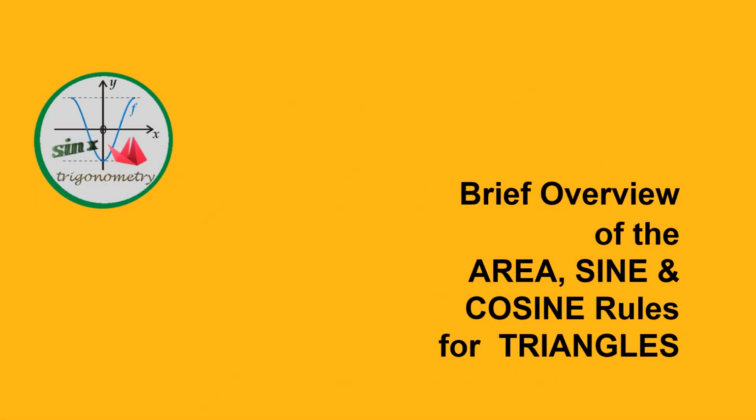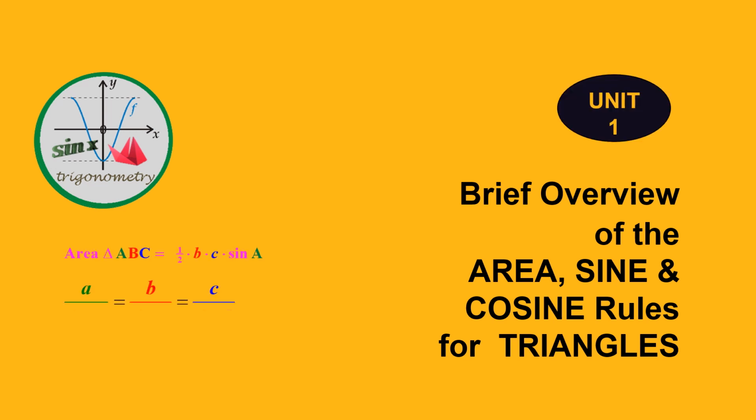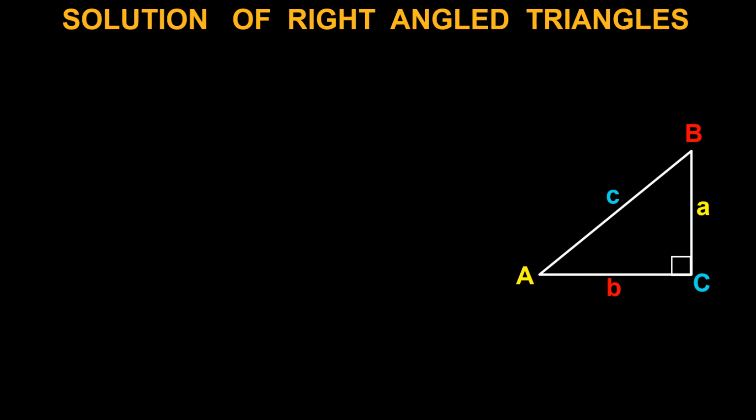Let us just briefly look at the area, sine and cosine rules for triangles. Let us first consider the solution of right-angled triangles. Here we have a right-angled triangle ABC, with angle C being the right angle.